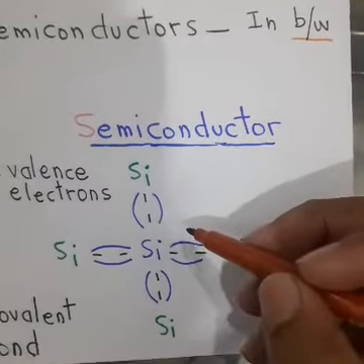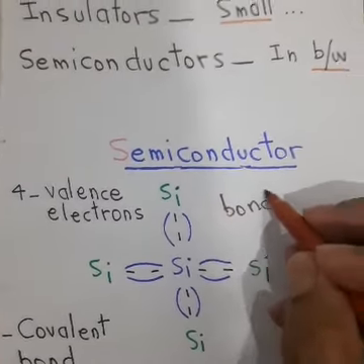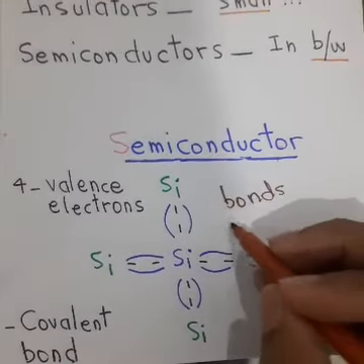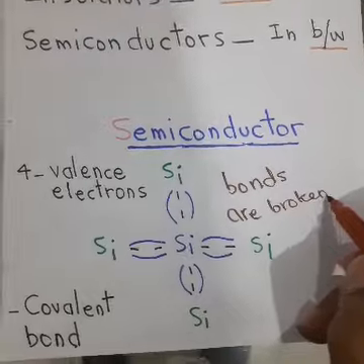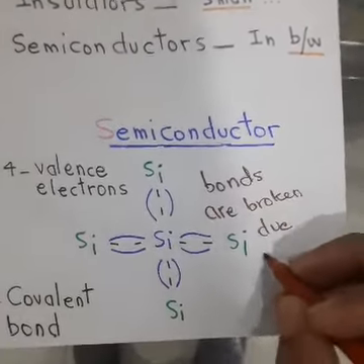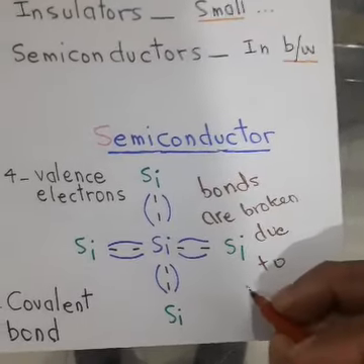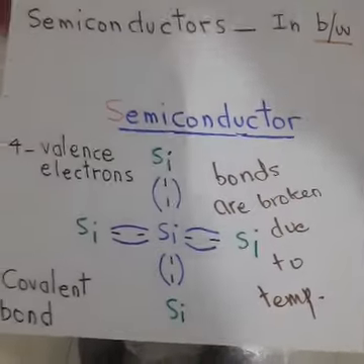That is why we have a number of electrons, due to the breaking of these bonds, because some bonds are broken due to temperature. That is why we have some free electrons in semiconductors.